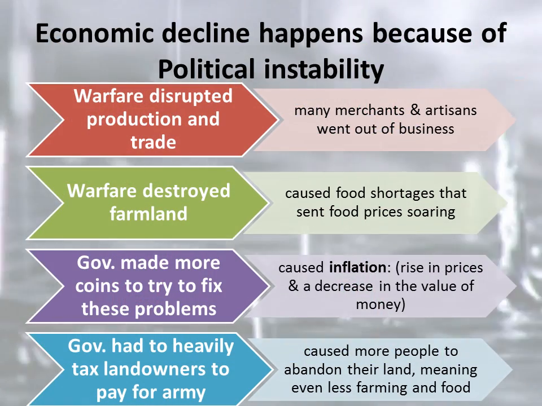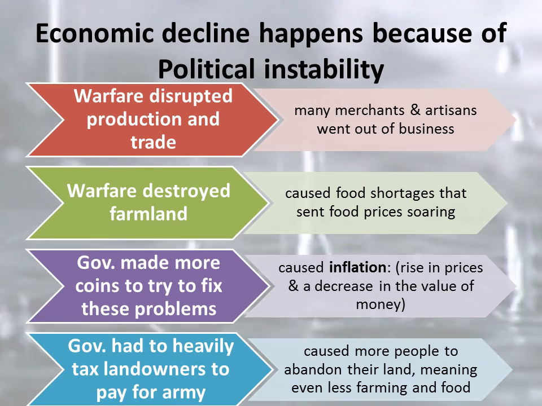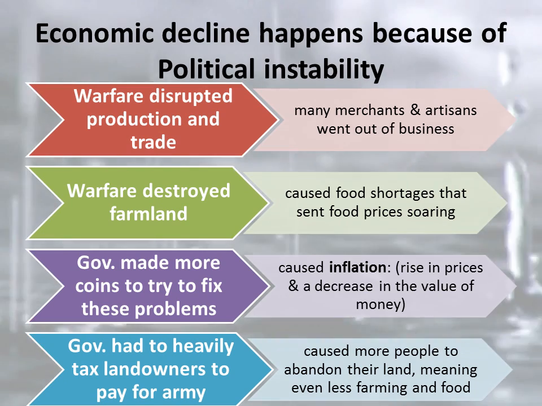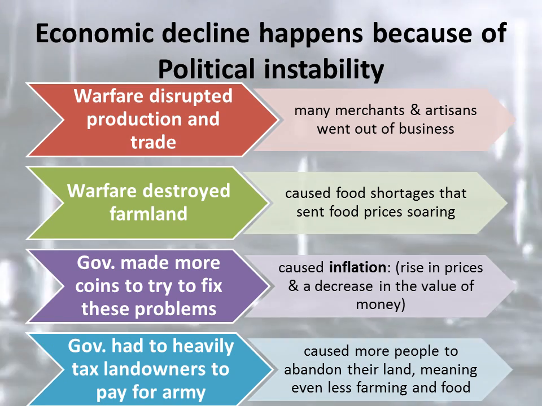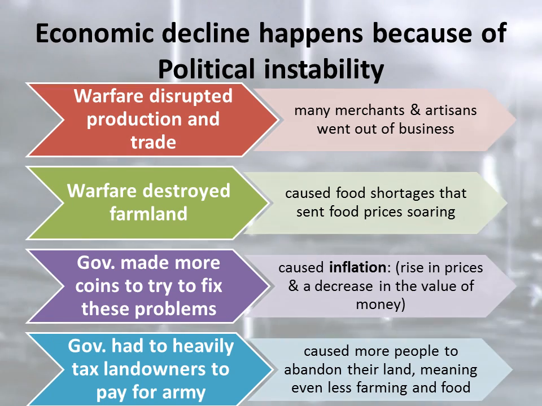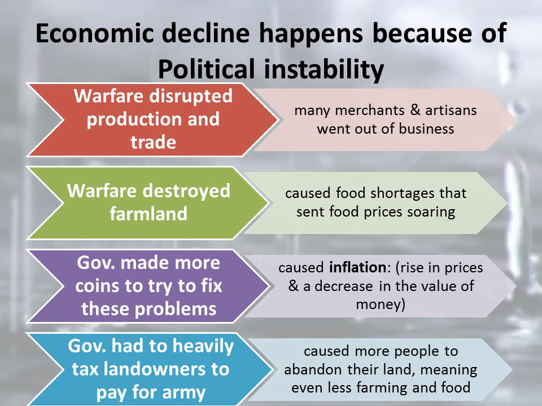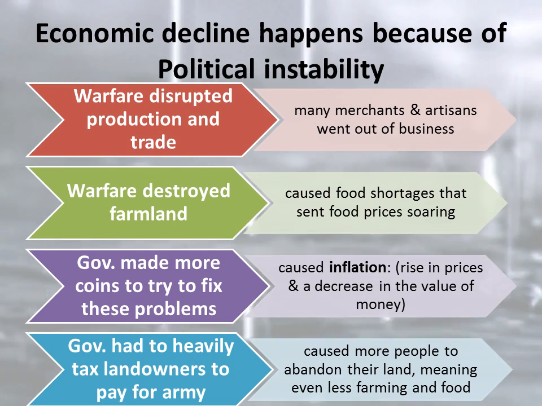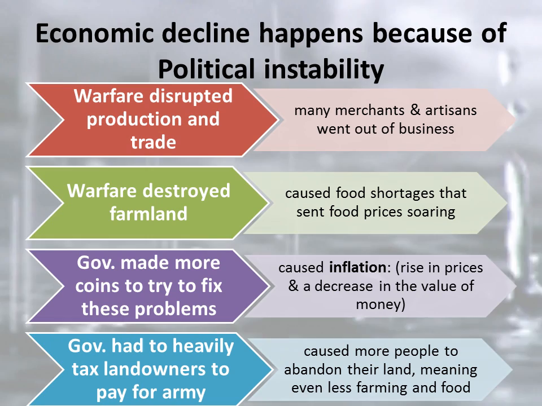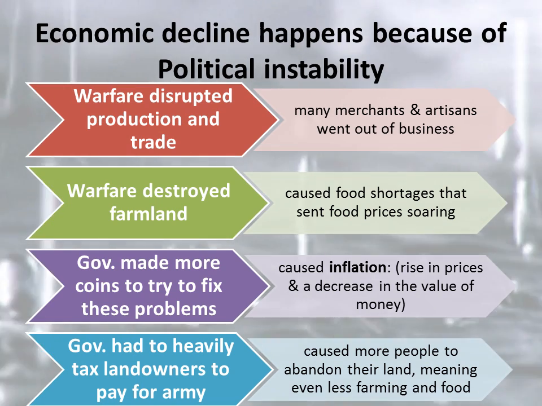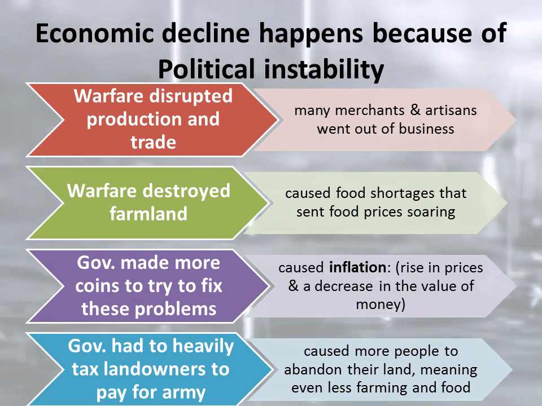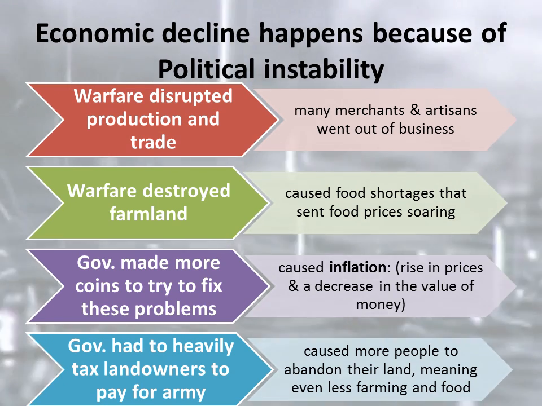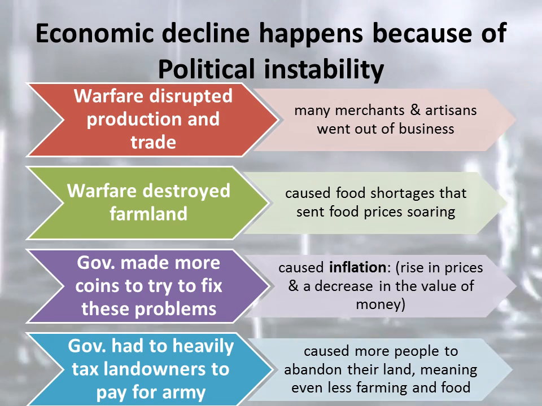And once Rome was experiencing political instability, it was kind of like the domino effect. They started being weak in other areas, especially in terms of their economy. When warfare disrupted production and trade, it caused many merchants and artisans to go out of business. Warfare also destroyed farmland, which caused food shortages that sent food prices soaring. The government tried to make more coins to fix these problems, but it caused a whole new problem called inflation. Inflation is a rise in prices and a decrease in the value of money.